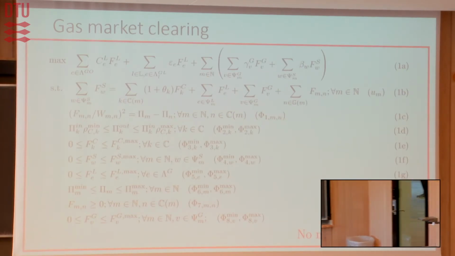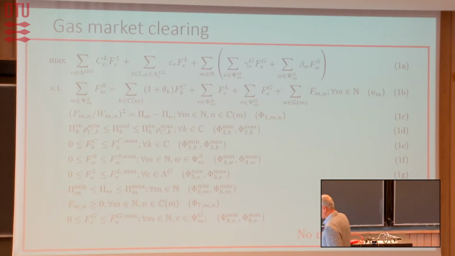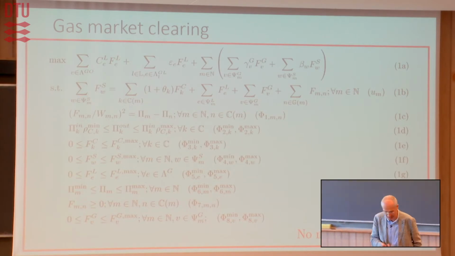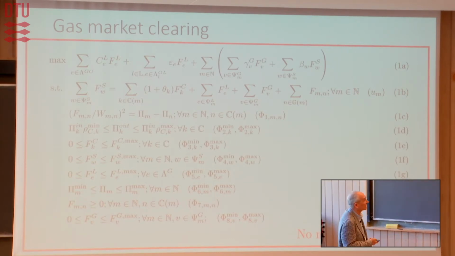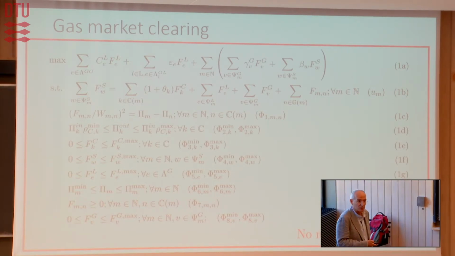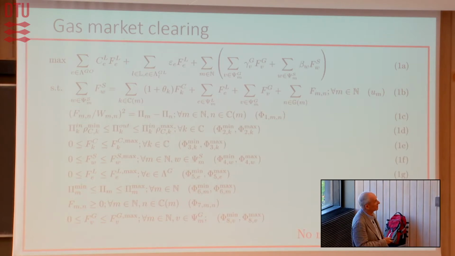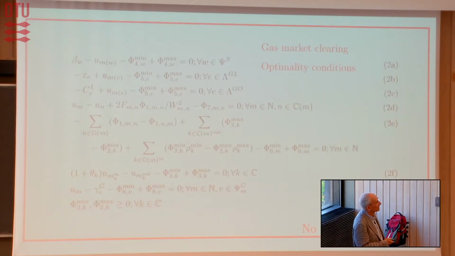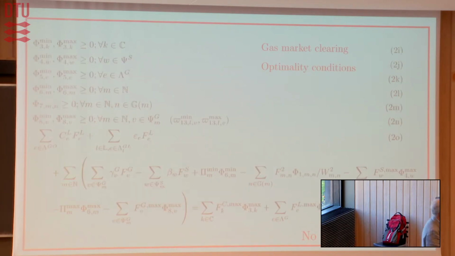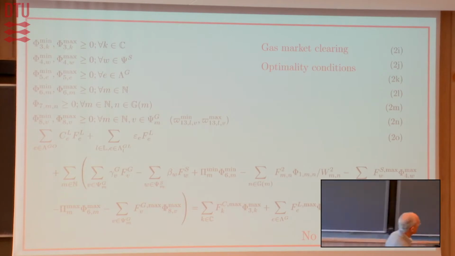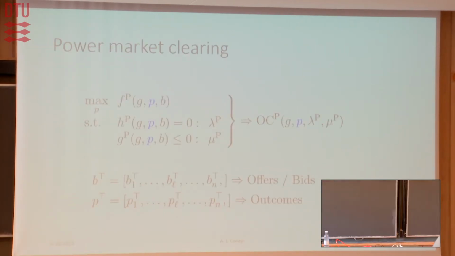So the gas market clearing looks a little bit like that. Again, we can produce a second order conic version of this problem, and this is the KKT condition of this problem. This is the optimality condition. There is a paper available that you can look at in detail if you're interested. These are more optimality conditions, but we don't need to look at that.